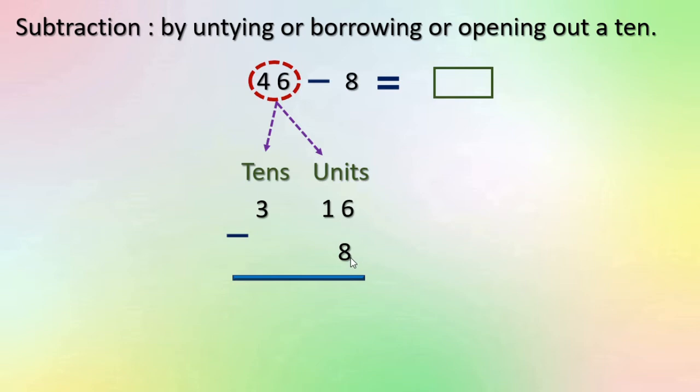Yeah, you can use your fingers. Otherwise, you can count numbers from 8 to 16. What is the answer? Yeah, 8. Right? And here 3 remains as it is. So our answer, that is 46 minus 8, is equal to 38.